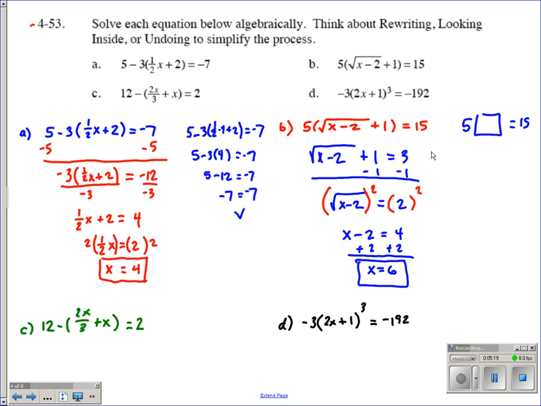We take it and plug it back in to check it. I'm going to check it in red here. I've got 5 times the square root of 6 minus 2, then we're adding 1, and that equals 15. 6 minus 2 is 4. The square root of 4 is 2. So we've got 5 times the quantity of 2 plus 1 equals 15. Well, 2 plus 1 is 3, and 5 times 3 is 15. So we know that 15 equals 15, and we are correct. Let's move on.